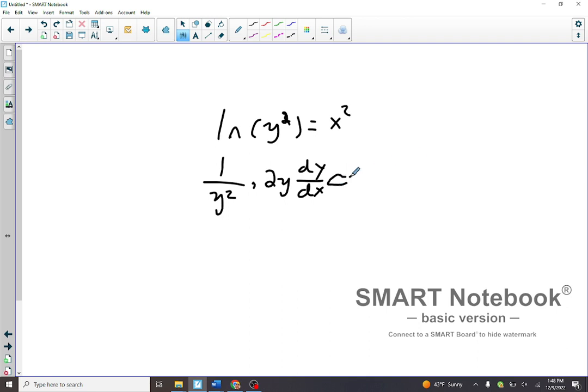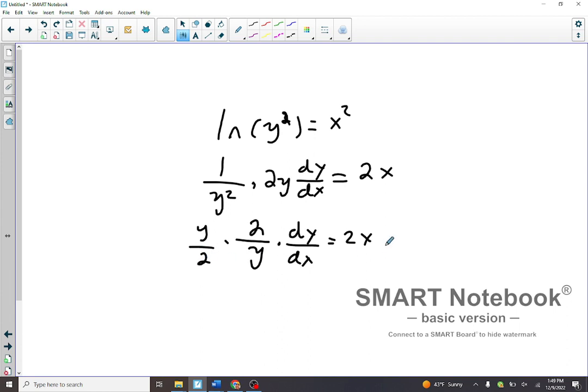And that equals the derivative of this part, which is just 2x. I can simplify that a little bit, so it becomes 2 over y times dy dx equals 2x. Multiply by the reciprocal, y over 2. The 2's cancel out. So this is dy dx equals xy in this case.